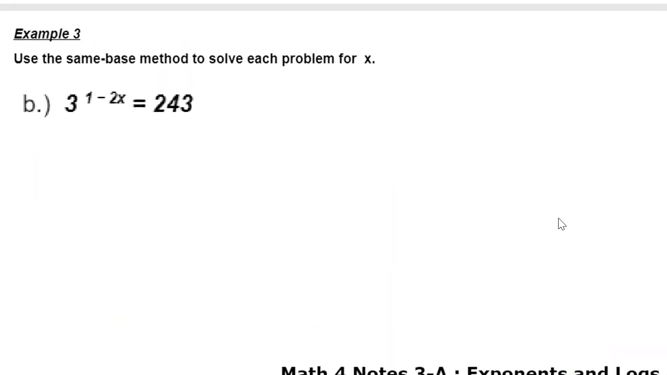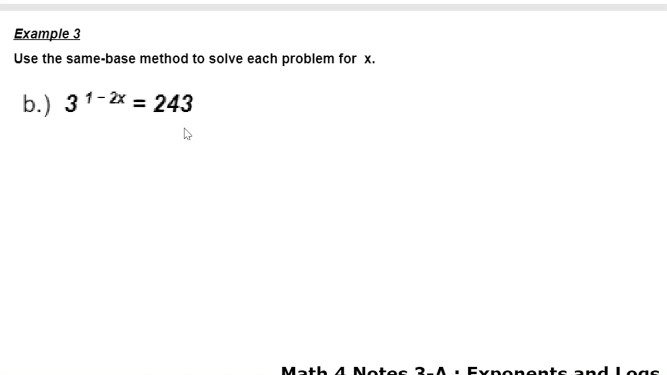Now here's one where we can use the same base method, but only if you recognize that 243 is a multiple of 3. So once you start going down that road, you ask yourself, what is 243 divided by 3? Well, that turns out to be 81. Oh, hello. 81 is an old friend. 9 times 9, which is 3 times 3 times 3 times 3.